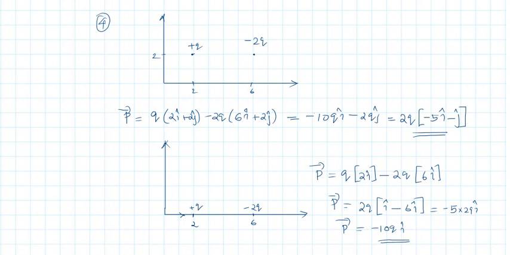So in the last two examples, in this problem and in this problem, the total charge is non-zero. Plus q and minus 2q will give a total charge of minus q. Total charge is non-zero, and the dipole moment varies as the position varies, or the dipole moment varies as the origin of the coordinate system varies.